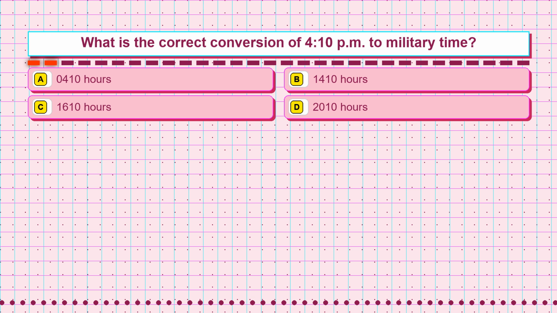Question 28. What is the correct conversion of 4:10 p.m. to military time? Option A is 0410 hours. Option B, 1410 hours. Option C, 1610 hours. Option D, 2010 hours.